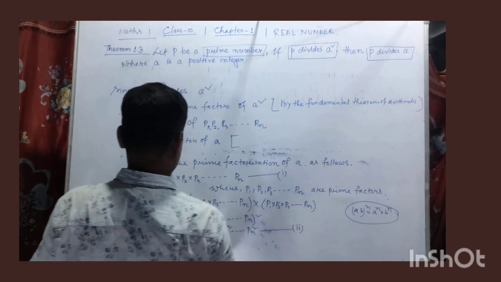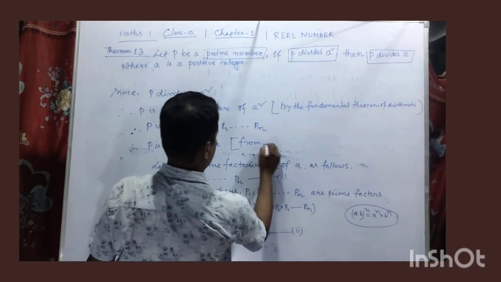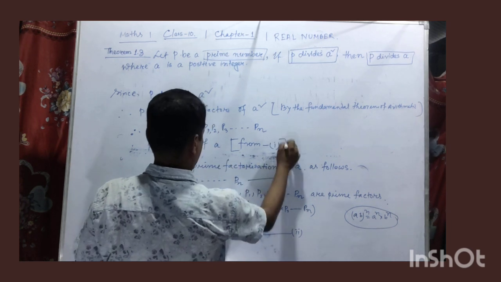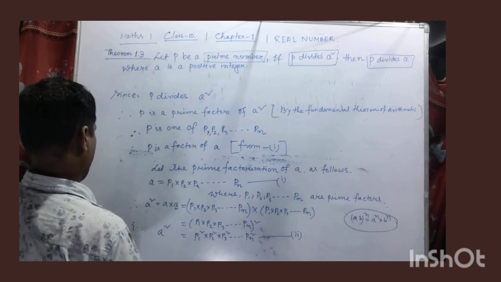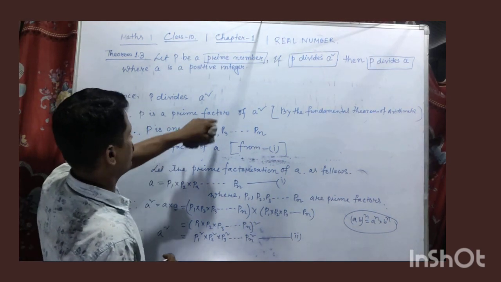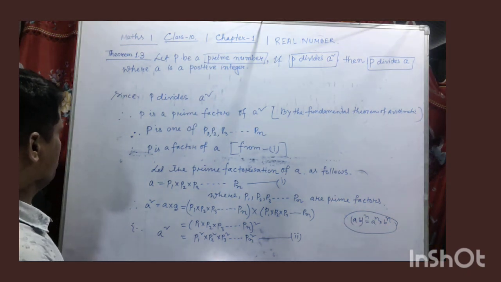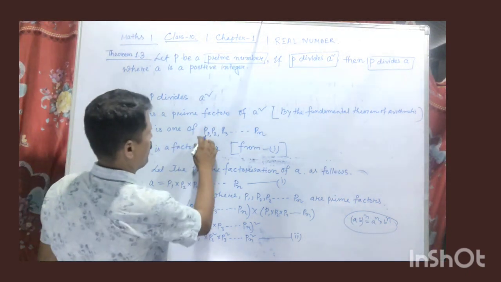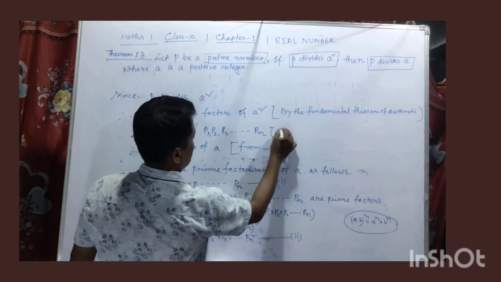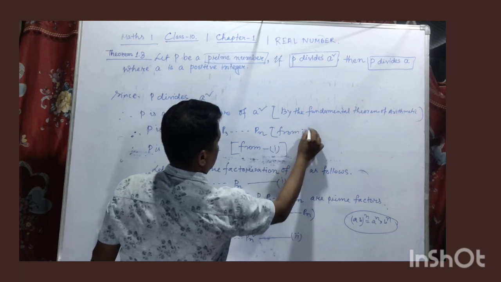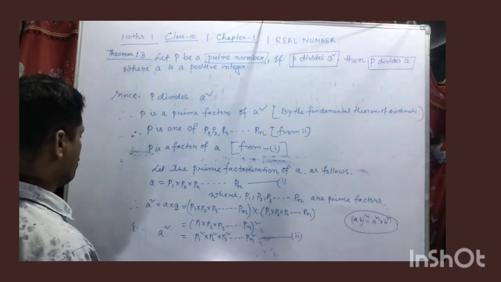This one we can write here from equation 1. So P divides a square. P is a prime factor of a square, that is by the fundamental theorem of arithmetic. So P is one of P1, P2, P3 dot dot dot Pn. We can write this from 2. Therefore P divides a square.